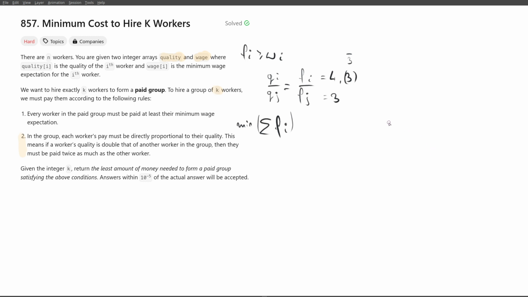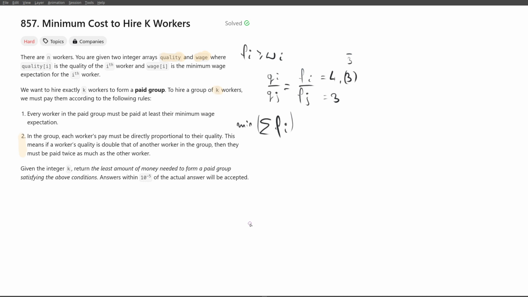But first things first, let's think about a group of K workers. Let's assume that we've already selected some K workers, and now we're interested in how much we have to pay them. Is there a way to calculate something and remember something about those workers to make the calculation of the final payment easier? Because we know that we have to pay them at least their minimum wage, and also that the quotients that we get by dividing qualities will have to be the same as the ones that we get by dividing the final wages.